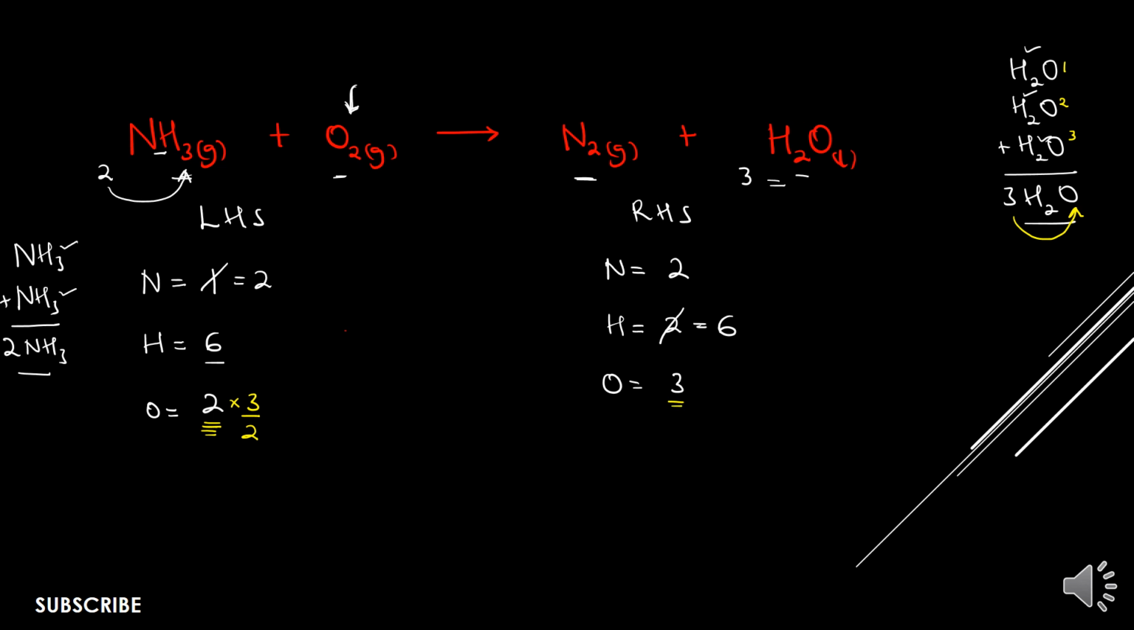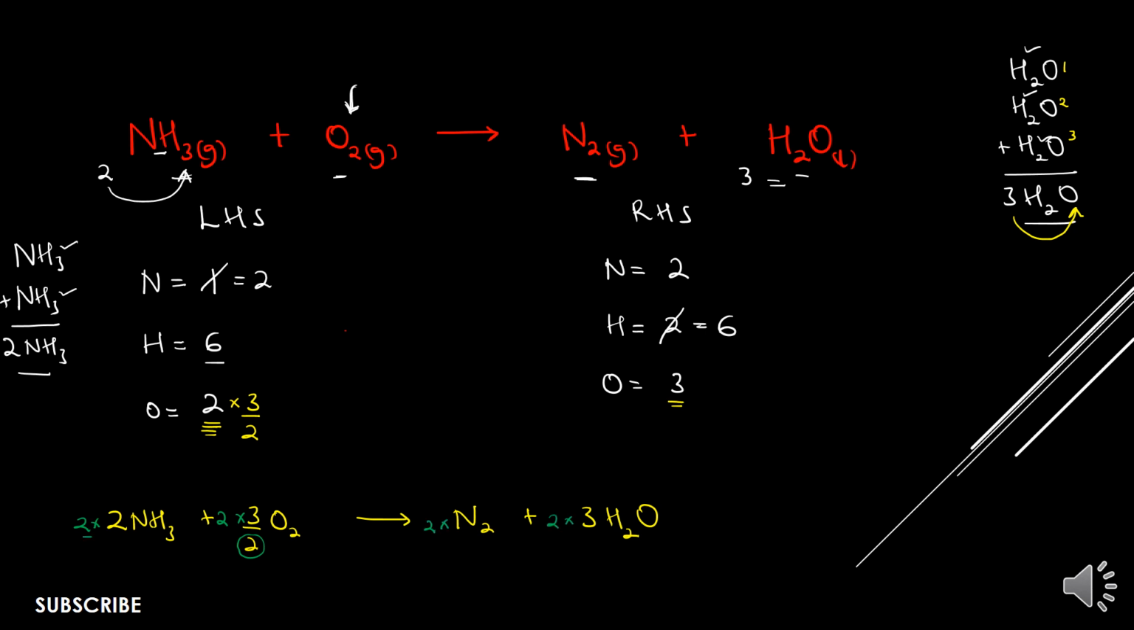Let us see how my current equation looks. I have 2 ammonia plus 3 over 2 oxygen forming nitrogen plus 3 water. This is how my balanced equation looks, although I'm balancing with a fraction. So I have to ensure that I remove the denominator, this 2, by multiplying throughout by 2. So I'll multiply this by 2, this by 2, this by 2, and the last one by 2.